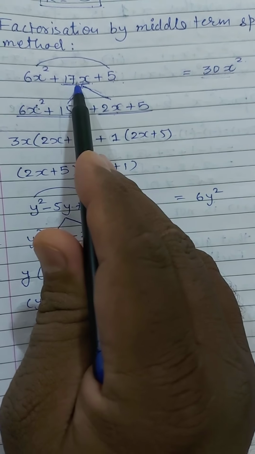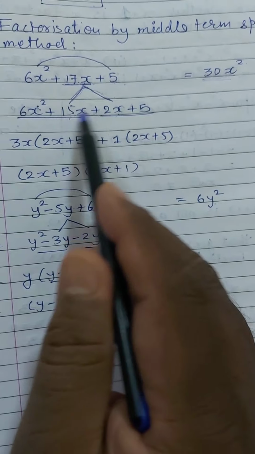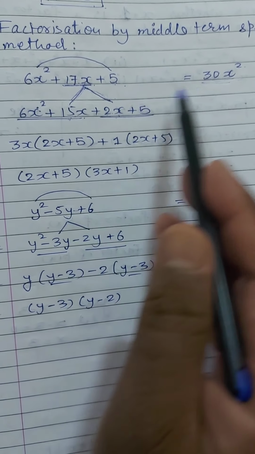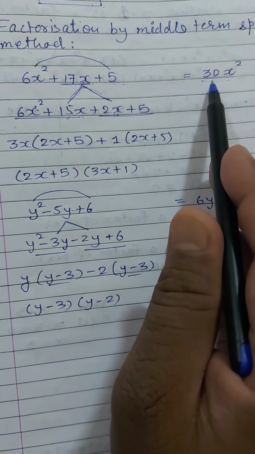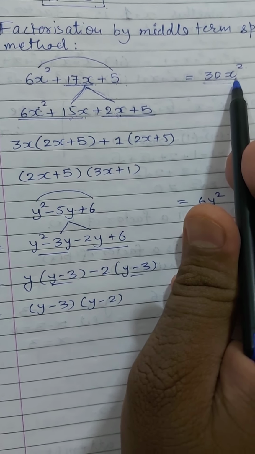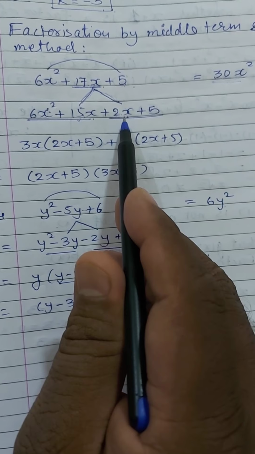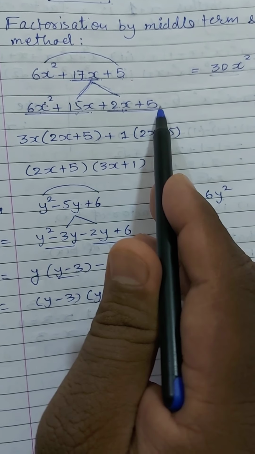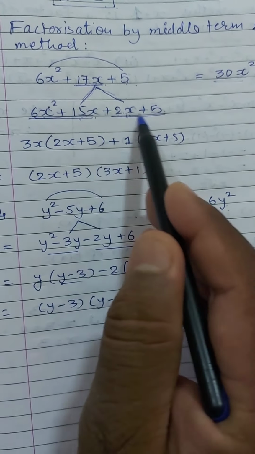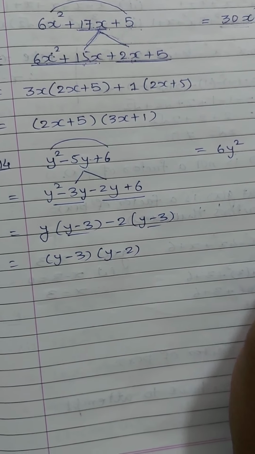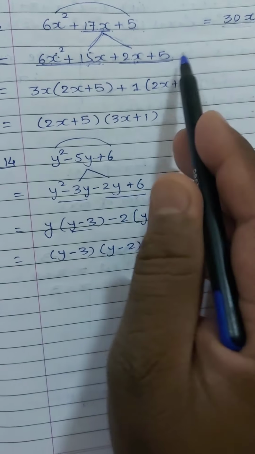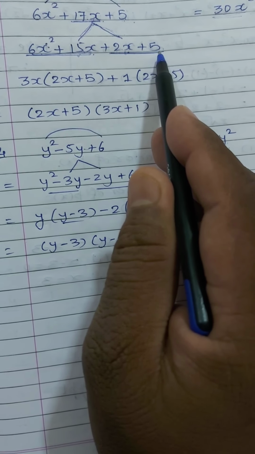So you can check, 17 is split here as 15x and 2x. 15 plus 2 is 17, so these are the two parts of the middle term splitting, and the multiplication of 15 and 2 is 30x square. So 15x plus 2x, these two terms remain as they are here. Now make pairs of two terms: the first two and the last two.